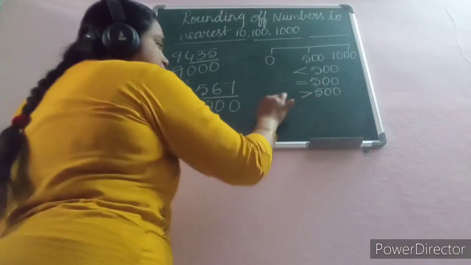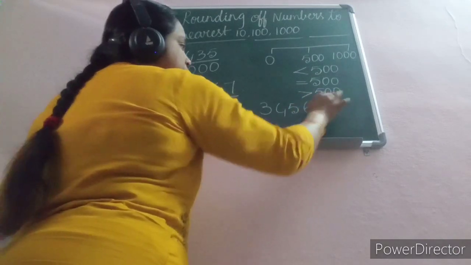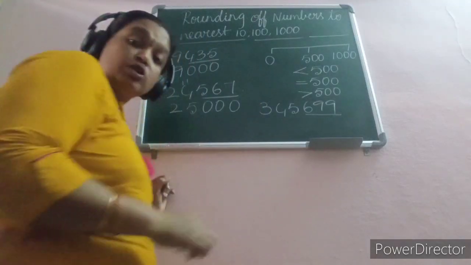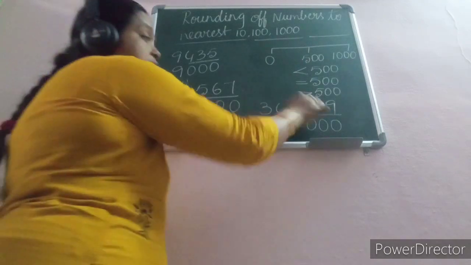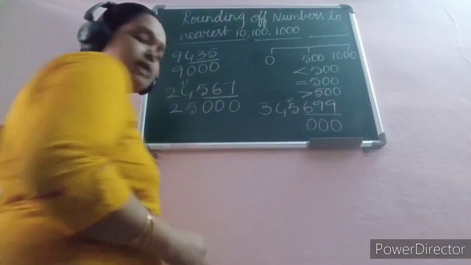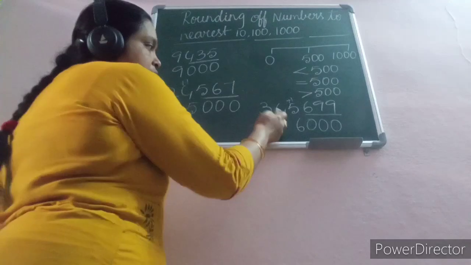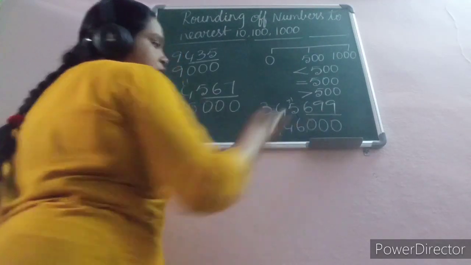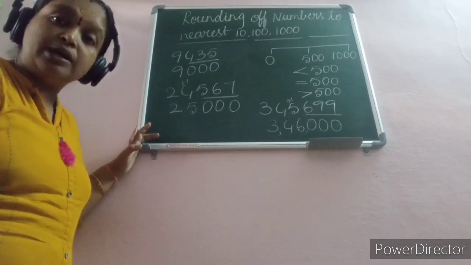When you come to 3,45,699, same thing. Step 1. Underline all the 3 digits. 1, 2, 3 zeros. Right. 699 is more than 500. Add 1 to the digit in thousands place. So 5 plus 1 is 6. Right. Now what about remaining digits? 3, 4 as it is carried on. Now your final answer is going to be 3,46,000. How simple you find it.